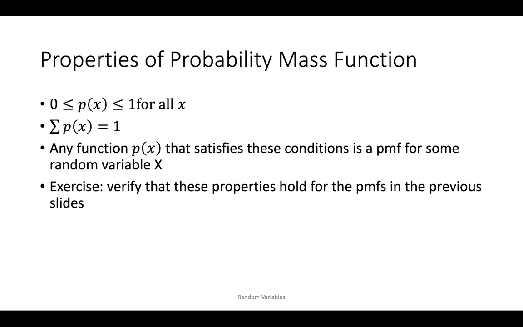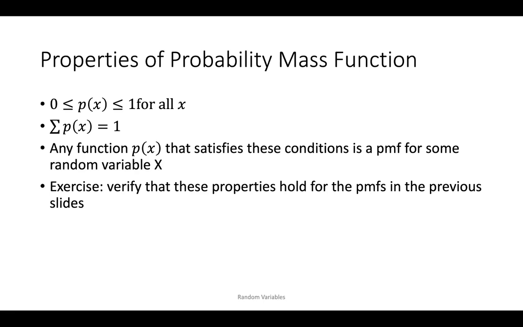So now here's the thing: the probability mass function has these properties. First of all, it's always between 0 and 1. It can never be less than 0 or greater than 1. And the sum of the mass function over all possible values is equal to 1. And we can flip that on its head and say that any function p of x that satisfies these conditions is a probability mass function for some random variable x.